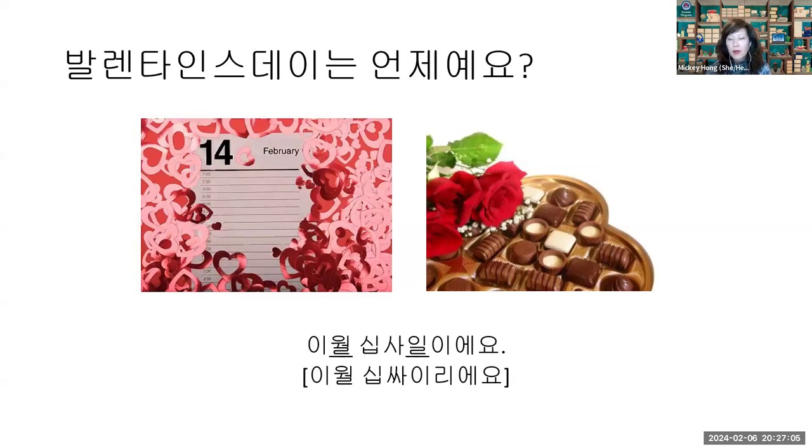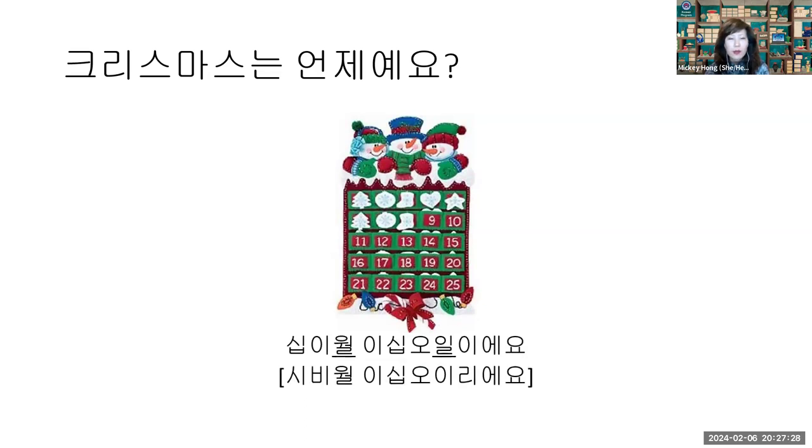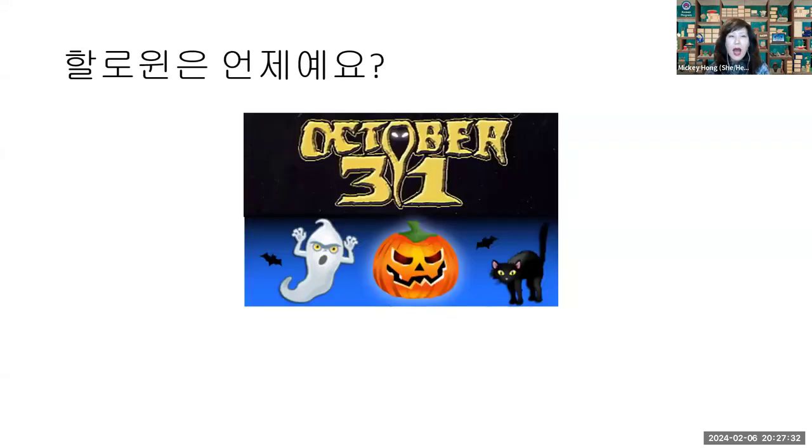These are holidays that most of us are aware of. Valentine's Day는 언제예요? 2월 14일이에요. This becomes tensified. 크리스마스는 언제예요? 12월 25일이에요. 할로윈은 언제예요? 10월 31일이에요.